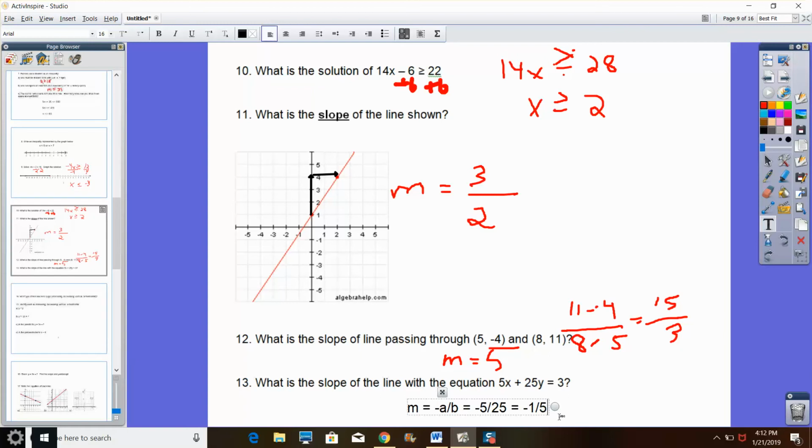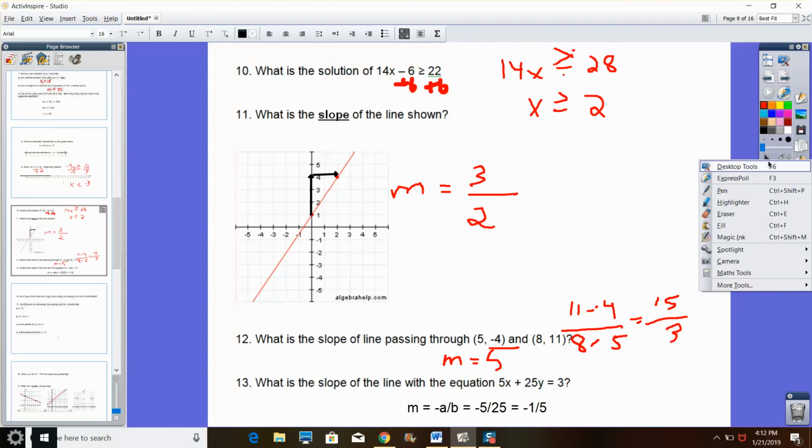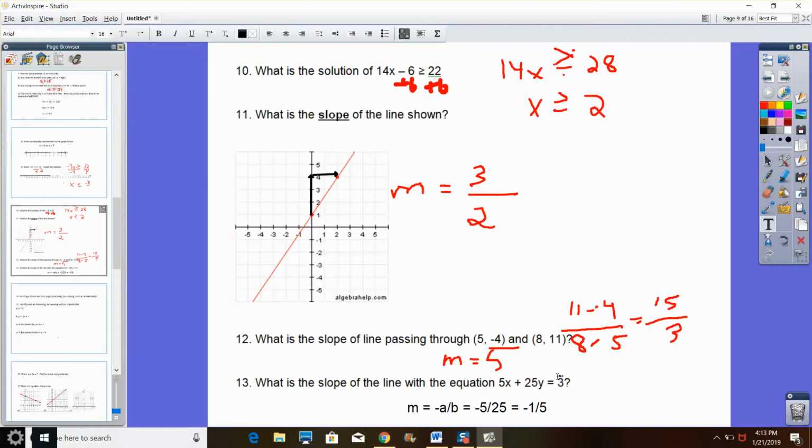Another way to do it is to just solve this for y and use the coefficient of x. I'm not going to do that out right now, but we could. I would just have to subtract 5x and then divide by 25. But note that I would get negative 5 over 25 for my slope. I would get the same thing, negative 1 over 5. So when you have a standard form of an equation, there's a shortcut for you. Negative A over B is the slope.